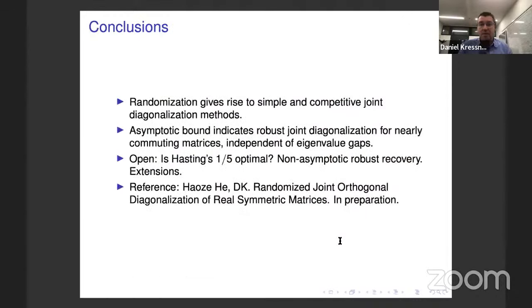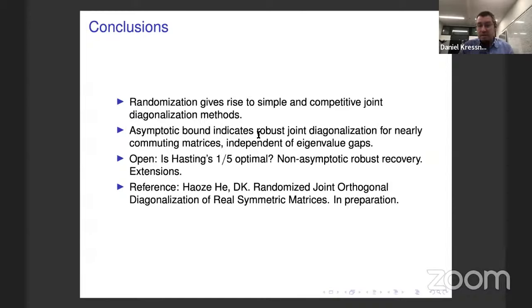Okay, so this concludes my talk. Let me emphasize that this use of random linear combinations has been around before. It's not the first time we are considering this. I would say that the analysis and maybe also the promotion of this idea, or looking into this idea a bit more deeply, that's our new contribution. And promoting this idea as a simple and still competitive method to jointly diagonalize symmetric matrices. The asymptotic bound indicates robust joint diagonalization for nearly commuting matrices. At least the first order term doesn't feature any eigenvalue gap.